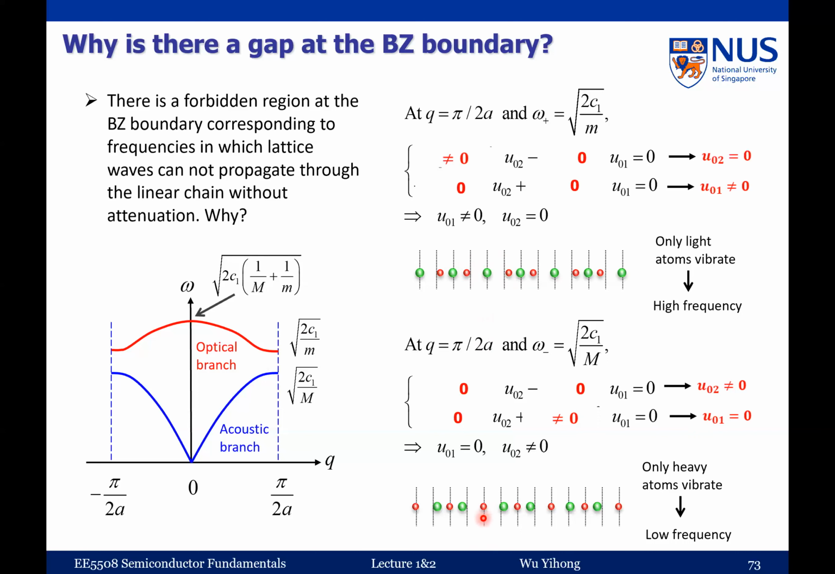And similarly, for the red atom here, you can see that the green atoms are moving in opposite directions, right? So basically you can see the net force is 0, and they cancel out. So eventually you don't see any oscillation of this red atom, right? So that's the reason why you have this kind of situation.